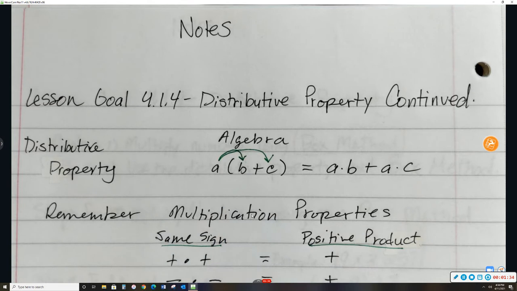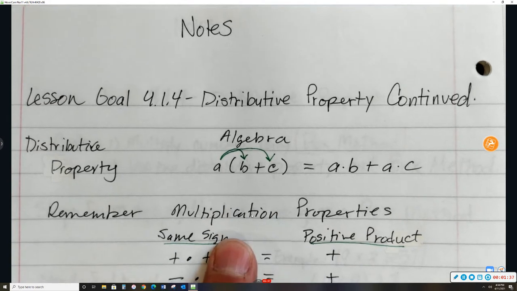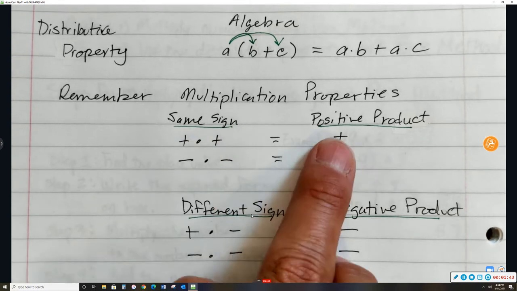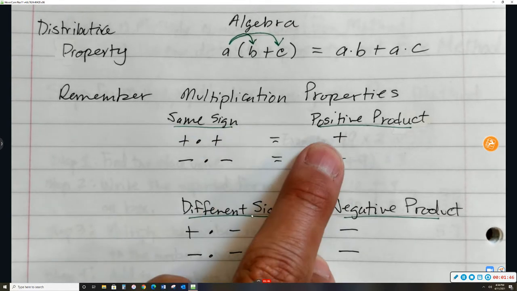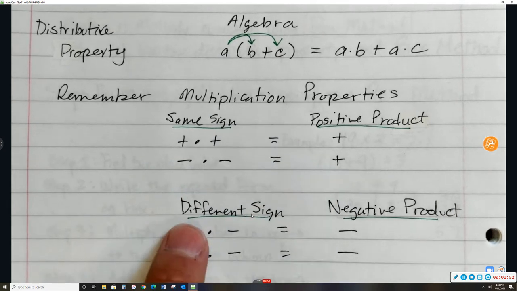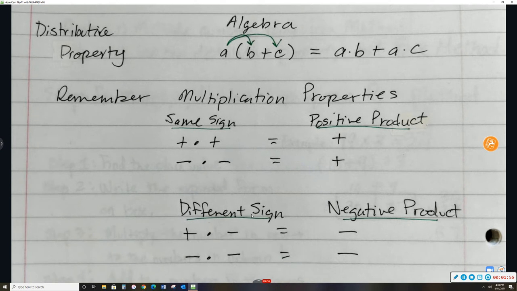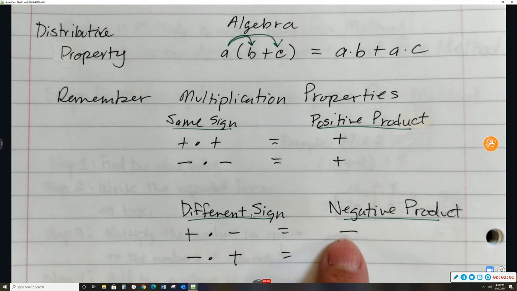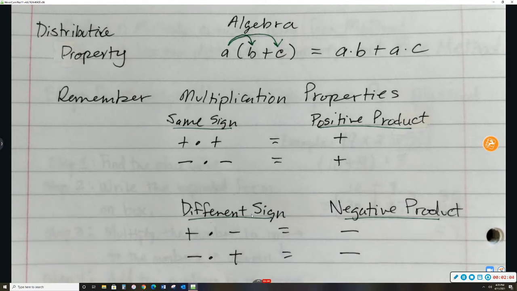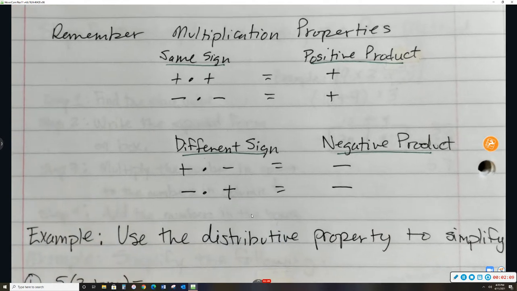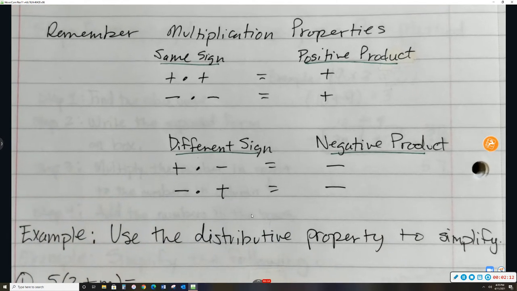The only thing I need you to remember is the multiplication properties of integers. If you're multiplying the same sign, the answer is positive. A positive times a positive is positive, and a negative times a negative is positive. If you're multiplying two different signs, a positive times a negative, then your answer is a negative product. And a negative times a positive is negative. So copy that down as a reminder. Hopefully everybody remembers that, and then we'll get into the examples.